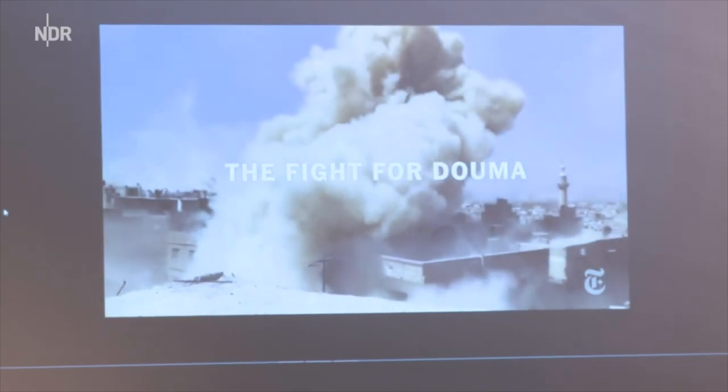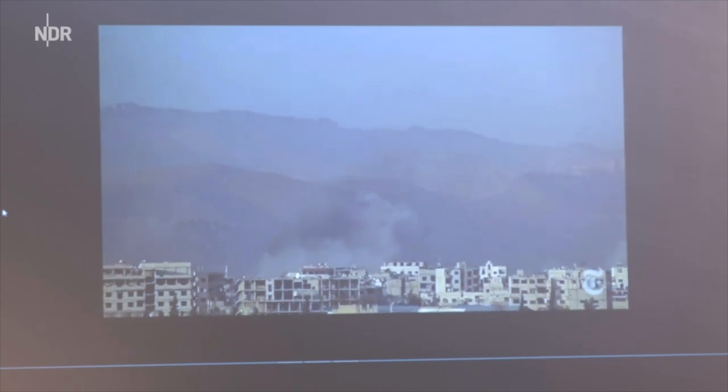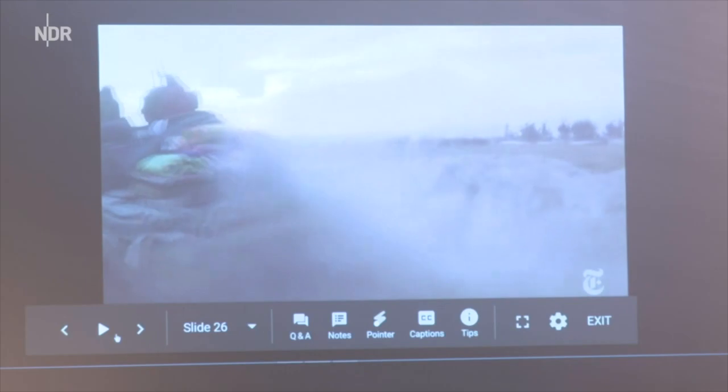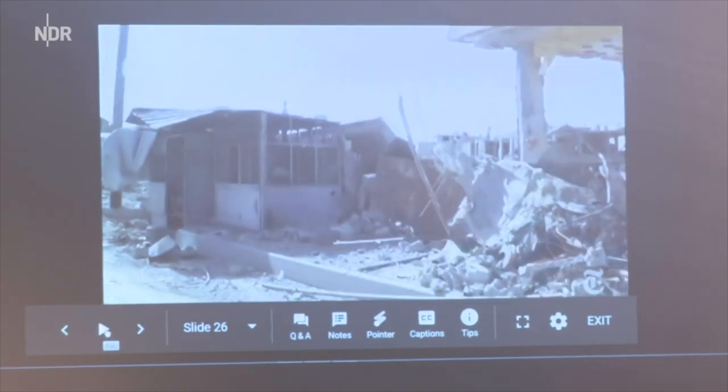First, it's important to understand why Douma was a target that day. The Syrian military had launched a brutal campaign to retake the eastern suburbs of Damascus, held by rebels for 5 years.